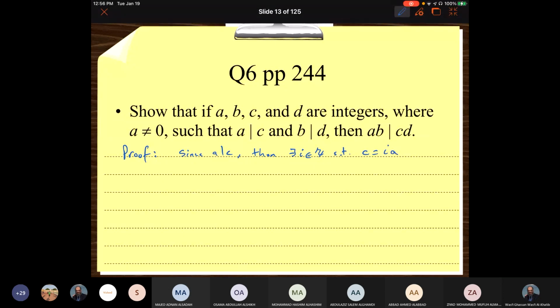to IA. Right? Since B divides D, then there exists an integer J such that D is equal to J times B. Okay. Now, who can tell me what do I want to show?